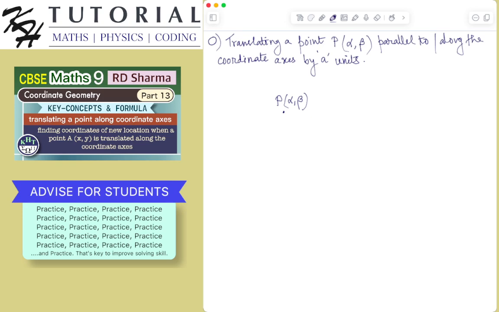Now there are four possibilities of translating a point along the x-axis or y-axis. I can translate the point P along the x-axis to the right or to the left, and I can translate this point P along the y-axis either above or down by a certain units, let's say A units. So what happens when I translate this point P along the x-axis to the right, which means along the positive direction of the x-axis?